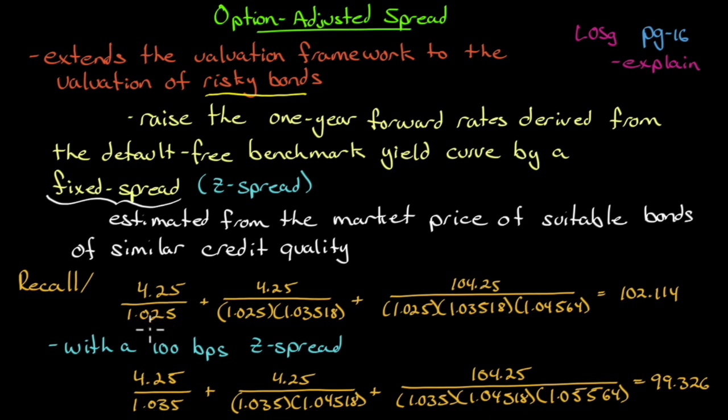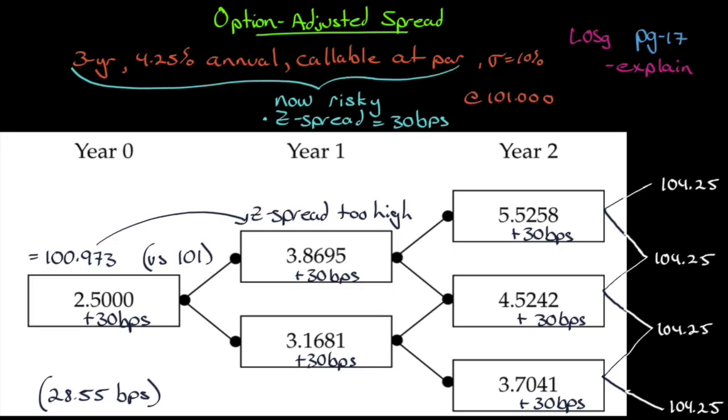It's not just that one rate goes up. Every rate goes up by 100 basis points. So our new price would be $99.36. So a comparable callable government bond at 102.114, a corporate bond with a Z-spread of 100 basis points would be at 99.326. So let me give you an idea of what that would look like.